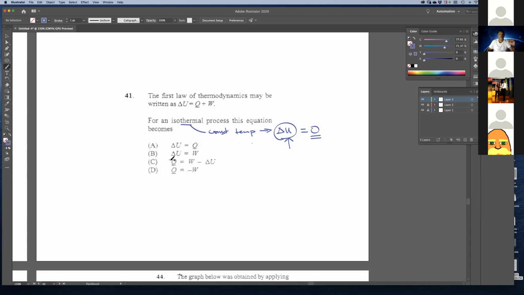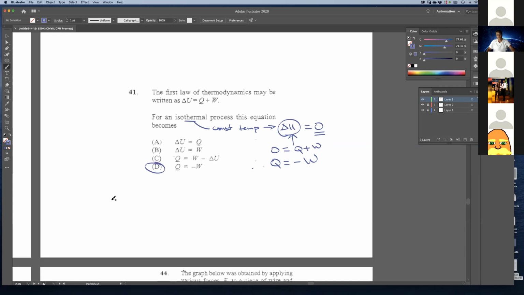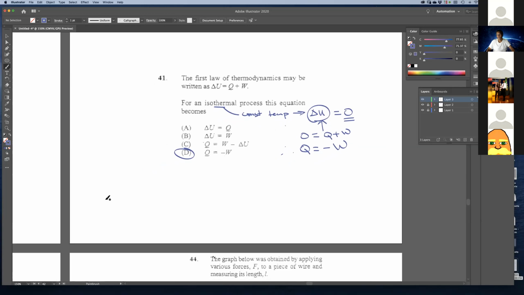Changing something that is constant is 0. And therefore, if that is so, then Q must be equal to minus W. 0 is equal to Q plus W, and therefore Q is equal to minus W, which is D. Clear? Yes, sir.